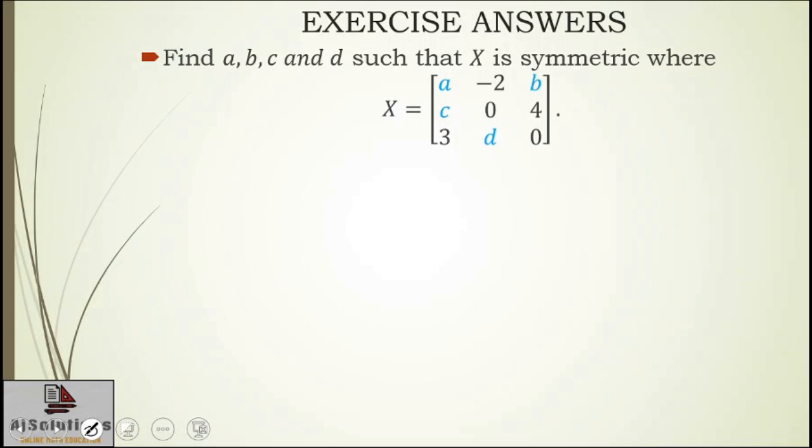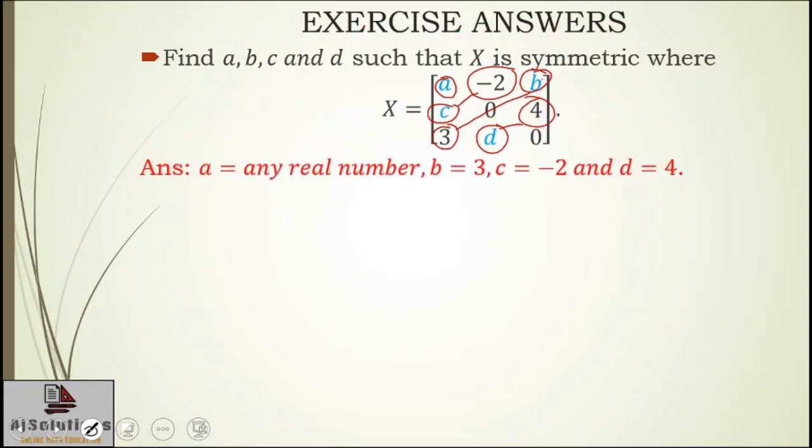Let's talk about this unknown A. A is on the diagonal, so A can be any real number. C is cross diagonal element of this -2, so C will equal -2. B is cross diagonal element of this 3, so B will equal 3. D is cross diagonal element of this 4, so D will equal 4. So the answer is A can be any real number, B equals 3, C equals -2 and D equals 4.